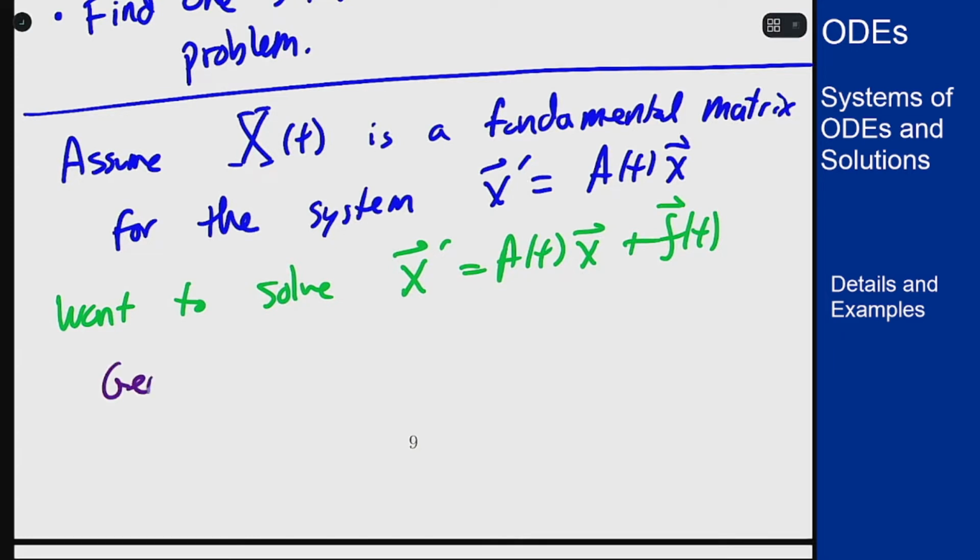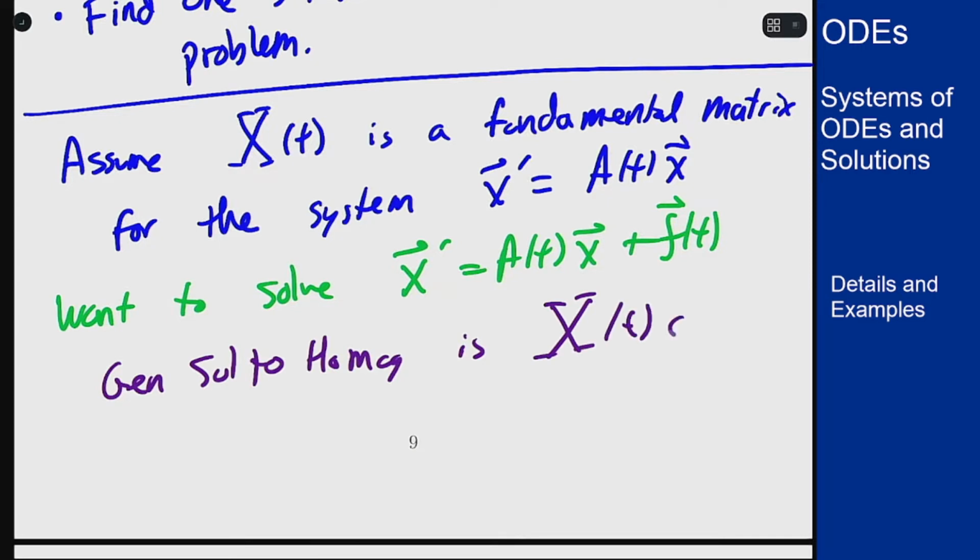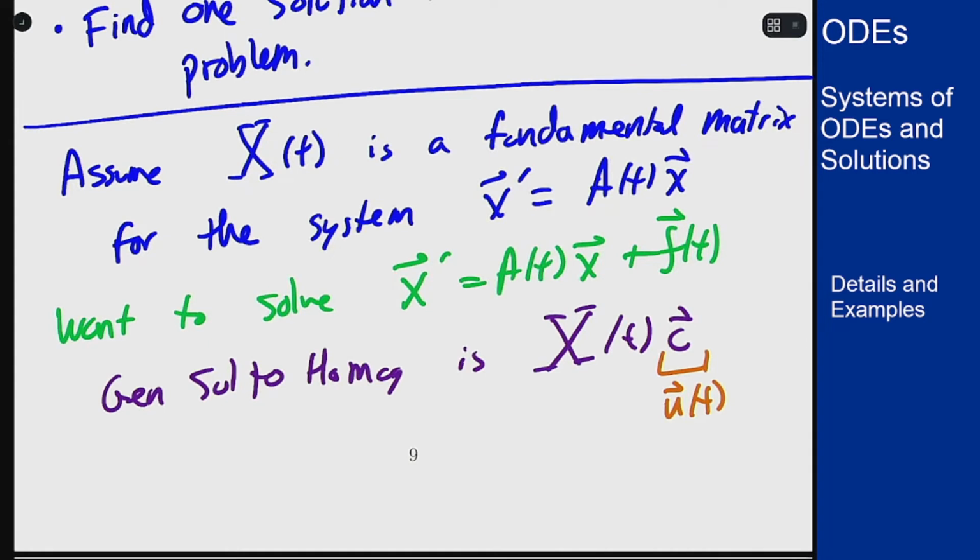Since our general solution to the homogeneous problem is X of t times c, where this gives me c1 x1 plus c2 x2 plus c3 x3 all the way down, if I want to use variation of parameters, I want to convert this c into a u, which is going to be an unknown vector function that we're going to try to solve for. And the idea of solving becomes the same as it was previously. Plug this in and see what happens. I won't go through all of the full details here, but I do want to illustrate why this matrix makes things really nice. So we can plug this entire thing here into our equation.